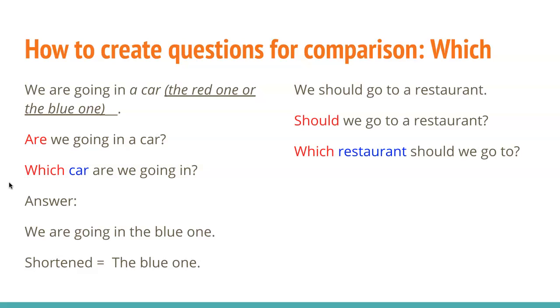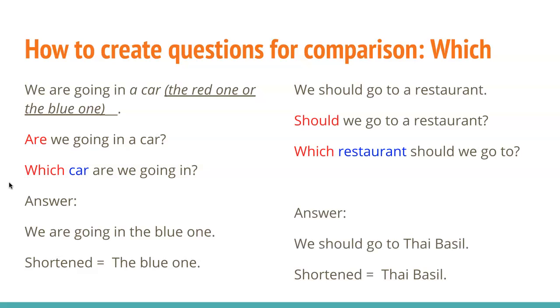To make this a question of comparison, we will simply add which and switch restaurants from the end to directly after which. Which restaurant should we go to? And the answer could be, we should go to Thai Basil, or Thai Basil.